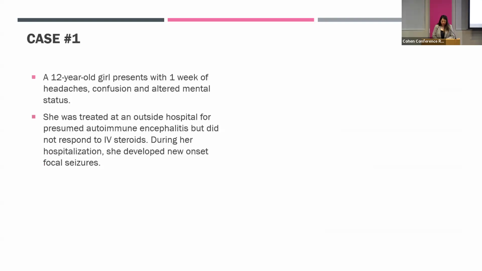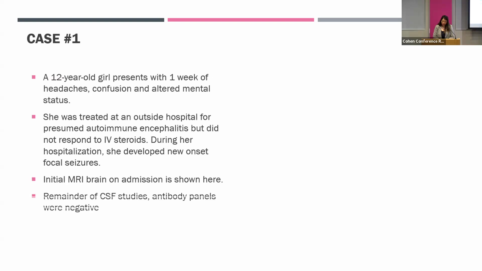All right, so I'll go over a couple of cases. These are real patients of mine. The first one is a 12-year-old girl who presents with 1 week of headaches, confusion, and altered mental status. This was during COVID as well, so I was all geared up with my bunny suit. She was treated in an outside hospital for presumed autoimmune encephalitis, but she was given a couple of days of IV steroids and did not respond, so she came to our hospital. And during her hospitalization, she developed new onset focal seizures.